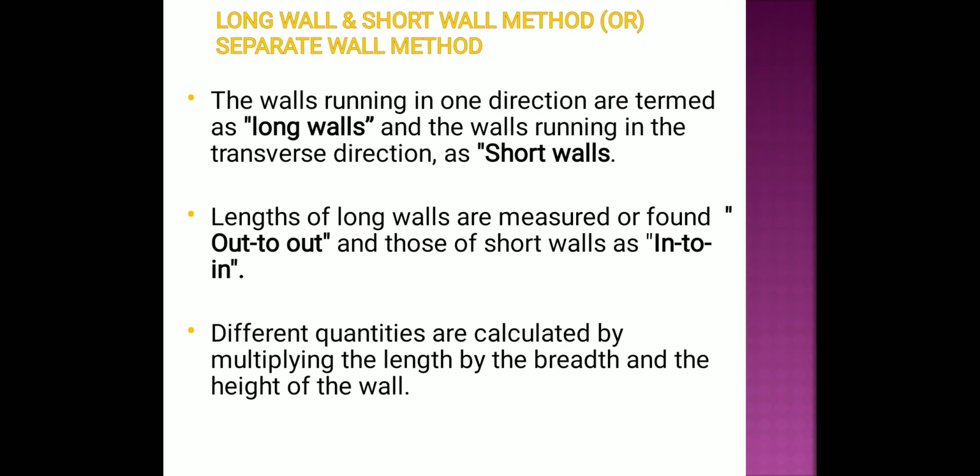What are the long wall, short wall method or separate wall method? The walls running in one direction are termed as long walls, and the walls running in transverse direction are termed as short walls. Lengths of long walls are measured, and those of short walls are too. For long walls it is out to out, and for short walls it is in to in. Different quantities are calculated by multiplying the length by the breadth and the height of the wall.